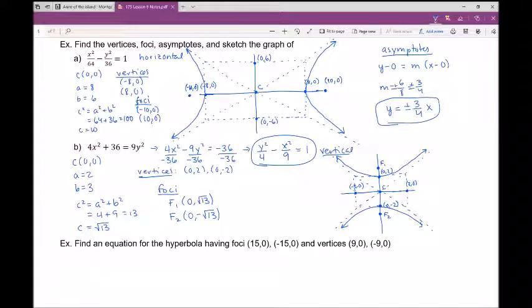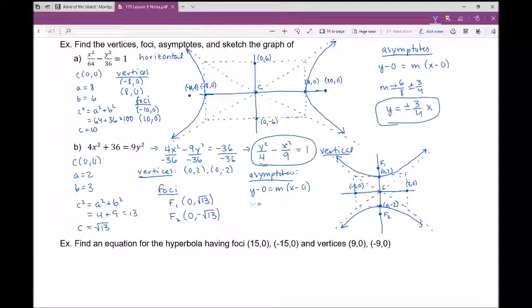So the last thing that I need to find are just my asymptotes. So again, the center is a point contained in both of those lines. So we'll start with our point slope form. So for the asymptotes, we'll have y minus 0 is equal to some slope times x minus 0.